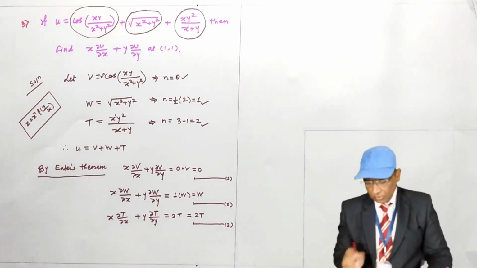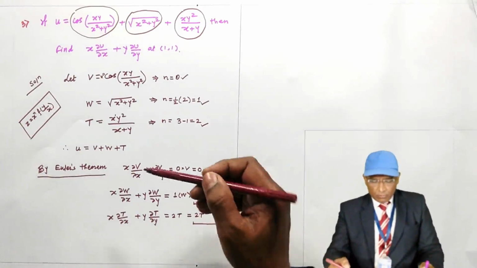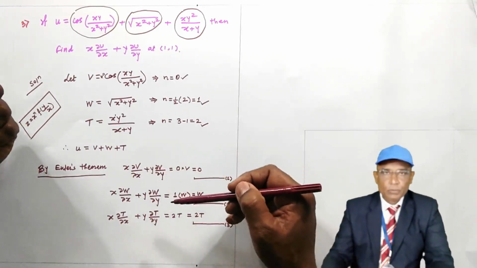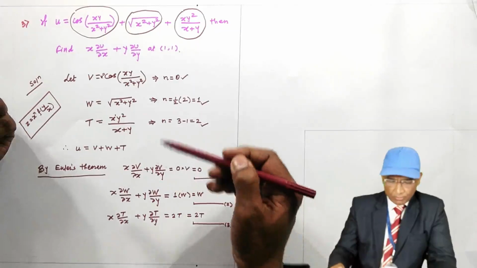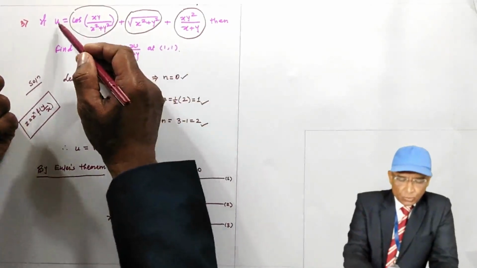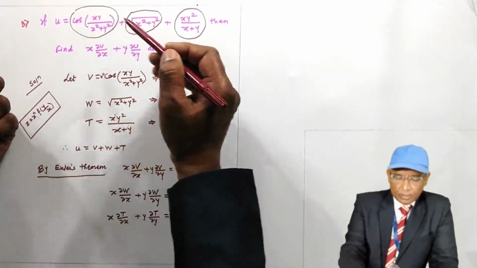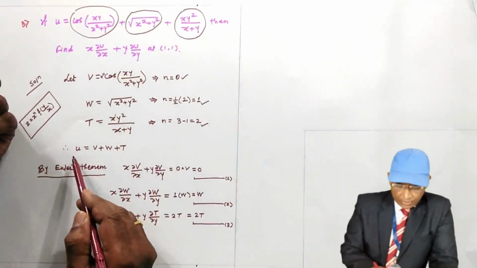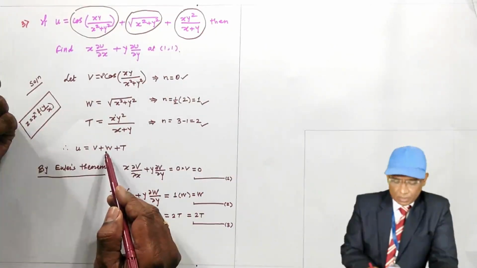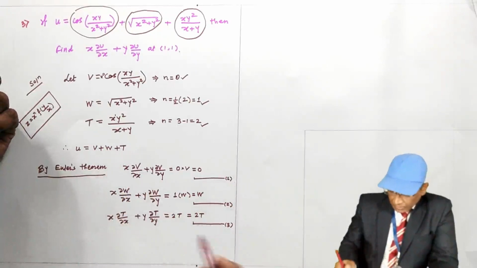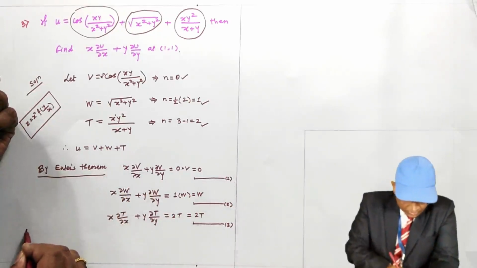Now, for V, for W, for T, I have written Euler's theorem, but we want this one. And U is made up of V, W and T. Here I have written U is V plus W plus T. So I am adding these three equations, equation 1 plus 2 plus 3.